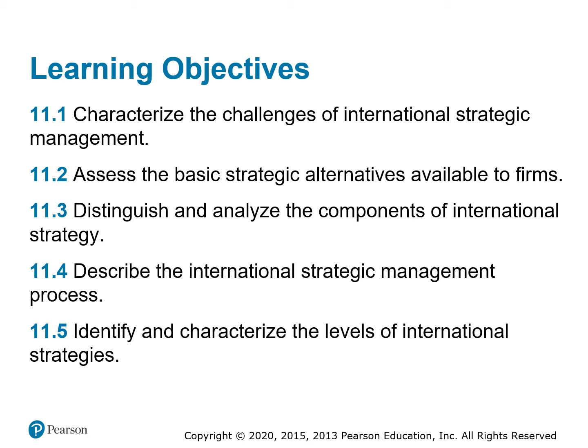At the end of this lesson, you will be able to apply the following learning objectives of this chapter. Characterize the challenges of international strategic management. Assess the basic strategic alternatives available to firms. Distinguish and analyze the components of international strategy. Describe the international strategic management process. Identify and characterize the levels of international strategies.